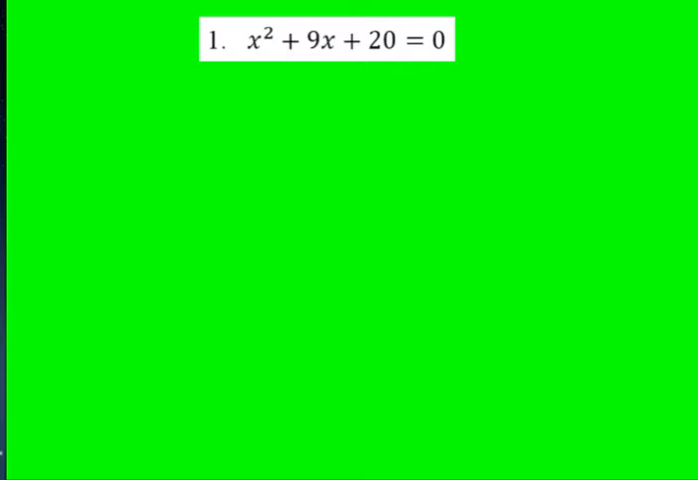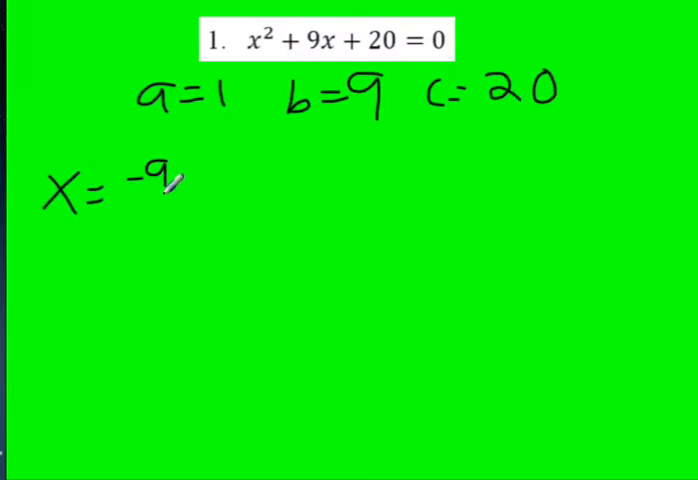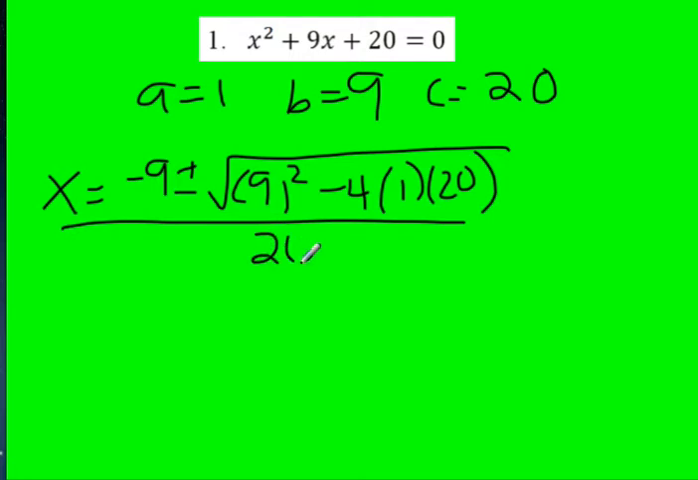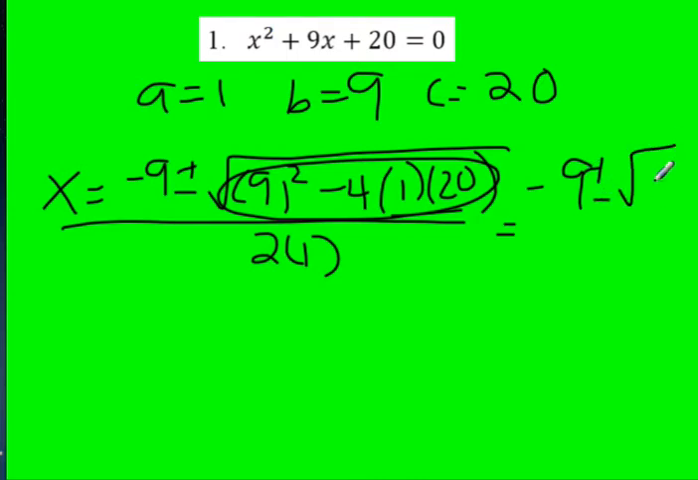So what we want to do for number 1 is I'm going to do my a is equal to 1, my b is equal to 9, and my c is equal to 20. So I'm going to go ahead and calculate this out. So I get opposite of b plus or minus the square root of b squared minus 4 times a times c. And all of that is going to be over 2 times a. So what I do is in my calculator, I figure out what 9 squared minus 4 times 1 times 20 is. And when I do that, I end up getting the square root of 1.